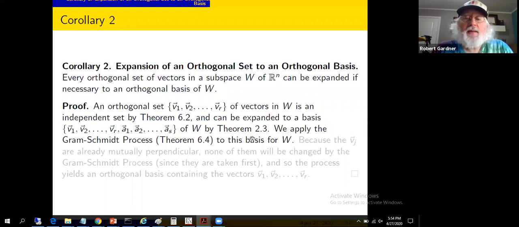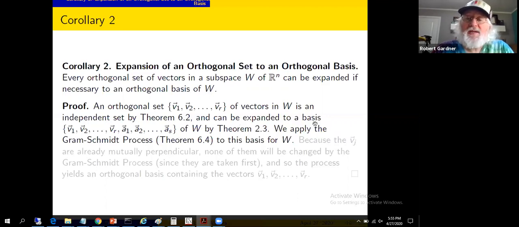We know by Theorem 2.3, I guess it was, that we can expand that into a basis of W. We've got a linearly independent set of vectors that can be expanded into a basis. Okay, so take V1 through V sub R, add those vectors that can be added to create a basis of W. All right, the claim is it can be expanded into an orthogonal basis.